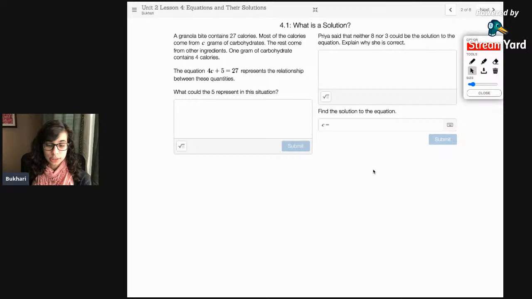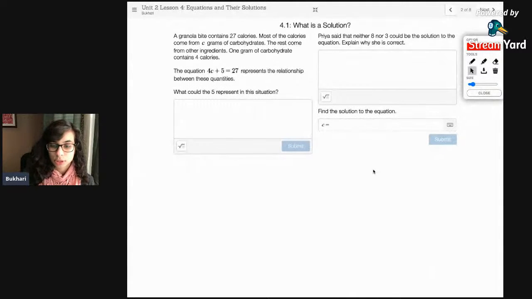So a granola bite contains 27 calories. Most of the calories come from C grams of carbohydrates. The rest come from other ingredients. 1 gram of carbohydrate contains 4 calories. And so the equation 4C plus 5 equals 27 represents a relationship between these quantities.